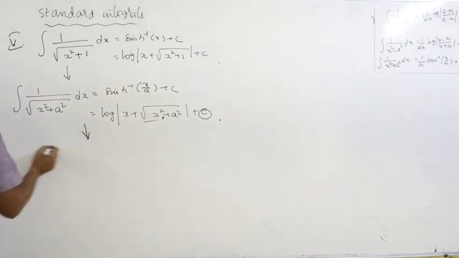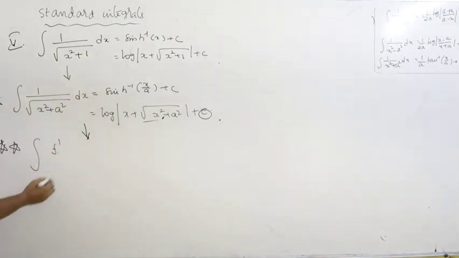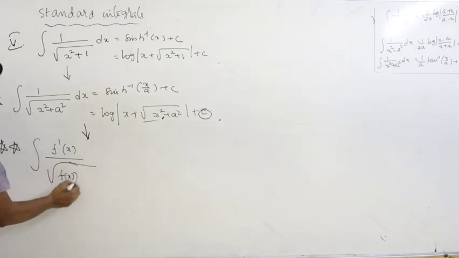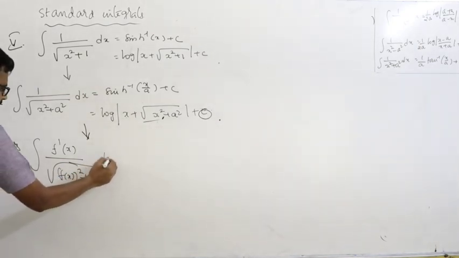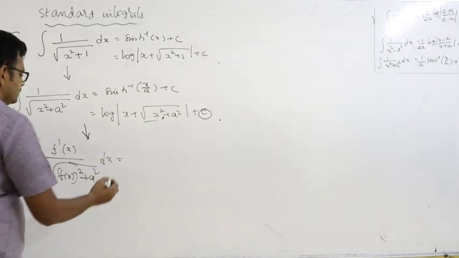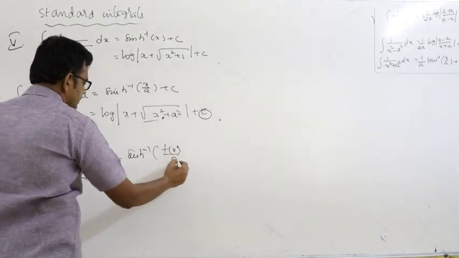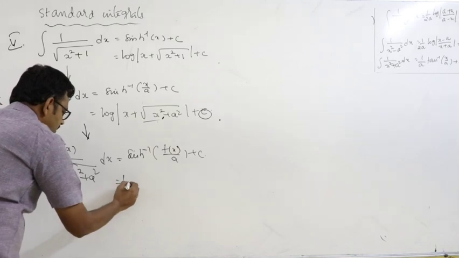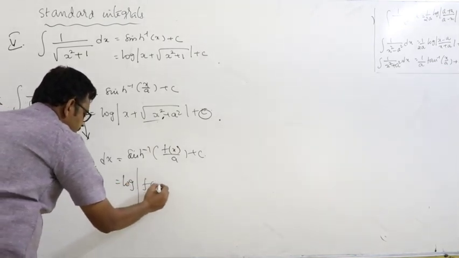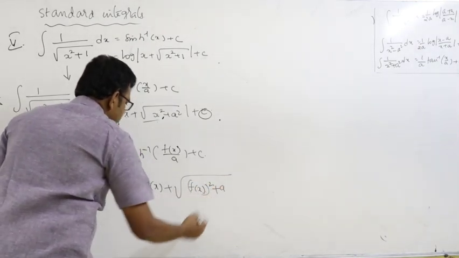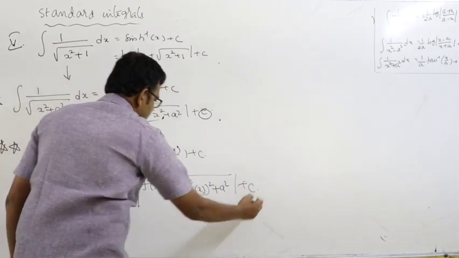So for this standard integral, f dash x by root of f of x whole square plus a square dx is equal to sin h inverse of f of x by a plus c, or log mod f of x plus root of f of x whole square plus a square plus c.